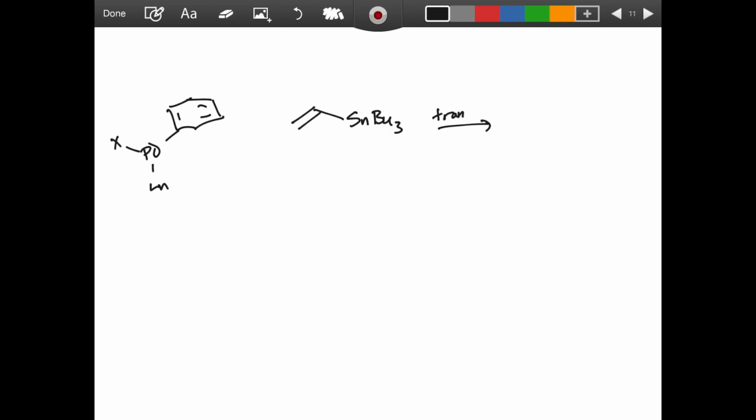So let's say you've got your, make it look the same here. You've got your palladium with your X and your ligand. And then you've got, we'll make it a double bond so it looks different. So you have your tributyl tin, right? So what transmetallation is, again, trying really hard to make it so you guys can read stuff.